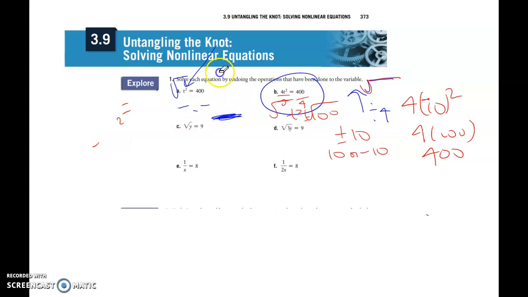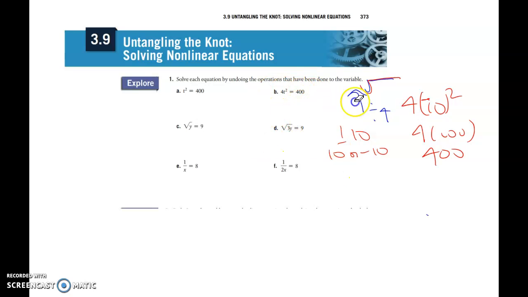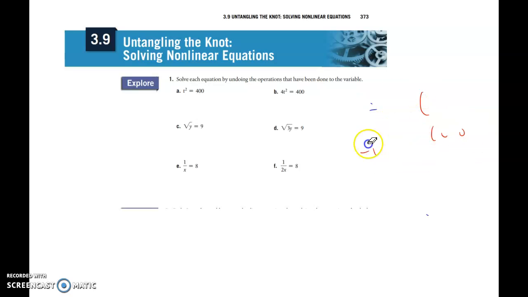So the next one is the square root of y is 9. So to undo square rooting, you would square. So what I'm going to do is I am going to square both sides to undo it. So square this side and this side, and I get y equals 81. Square rooting and squaring cancel, so I get 81. Now check your answer. Square root of 81 really is 9, so you know you're right.